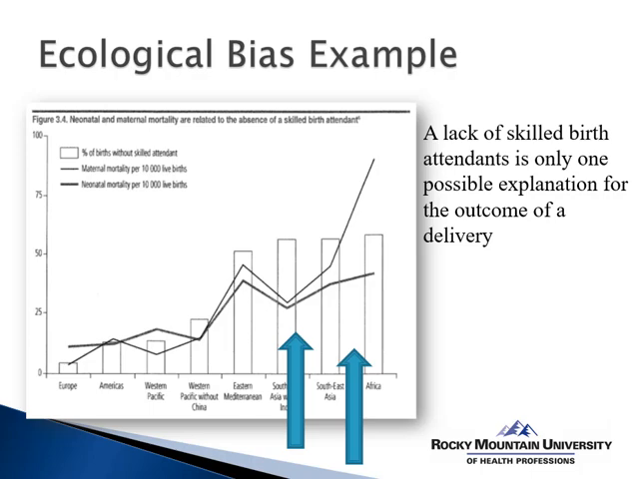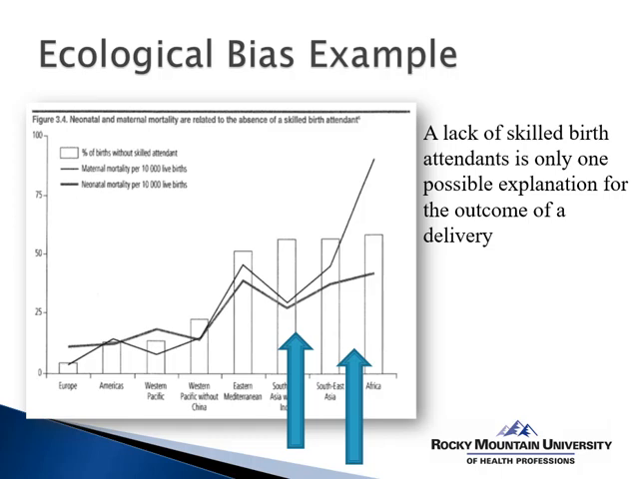So, figure 3.4, neonatal and maternal mortality are related to the absence of a skilled birth attendant. So, we see the percentage of births without a skilled attendant, and we see it's high there in some countries, some regions, Eastern Mediterranean, Southeast Asia, Africa. So some areas are high there. Then we track maternal mortality per 10,000 live births, and we look at neonatal mortality per 10,000 live births.